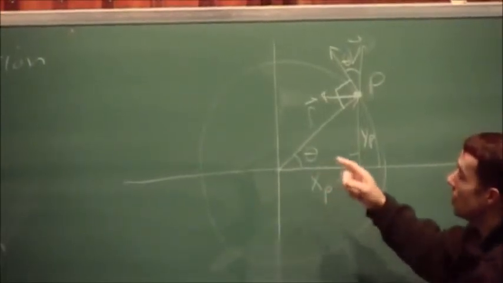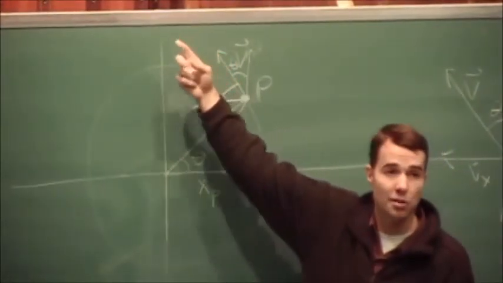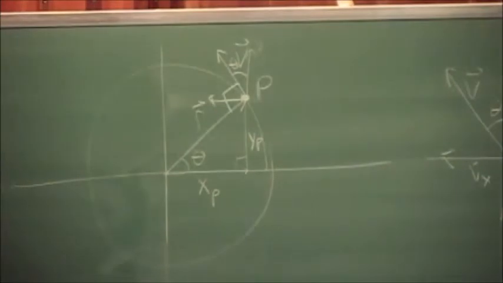Okay? So the acceleration vector is pointing towards the center. The displacement vector, or the radius vector, is pointing away from the center, and the velocity vector is pointing tangent to the circle. Okay, so this is the idea behind uniform circular motion.